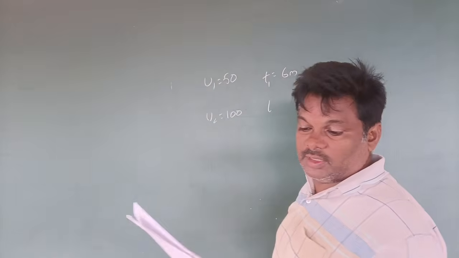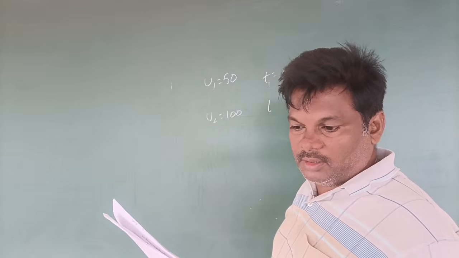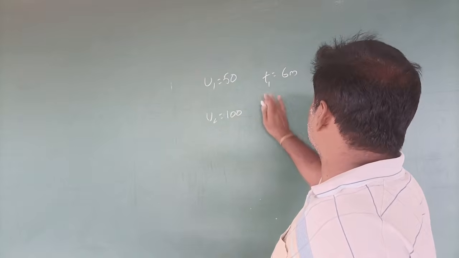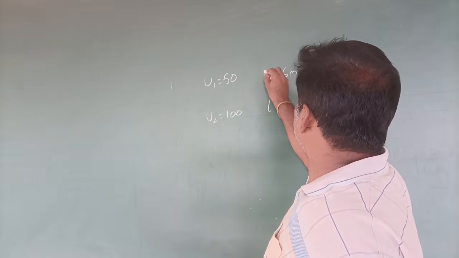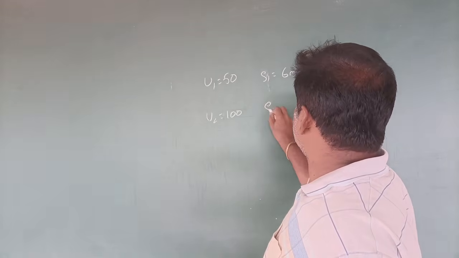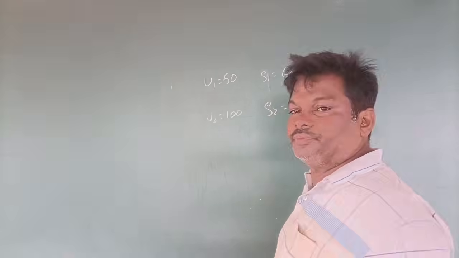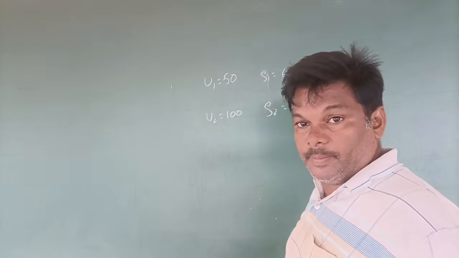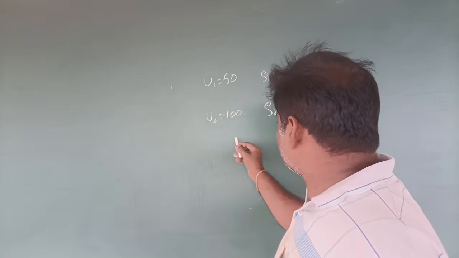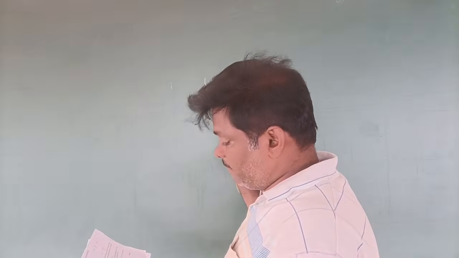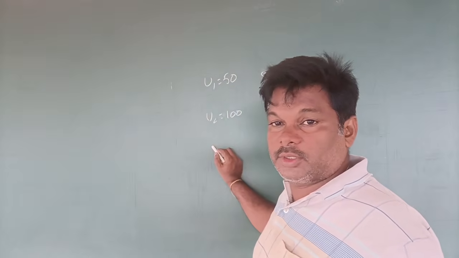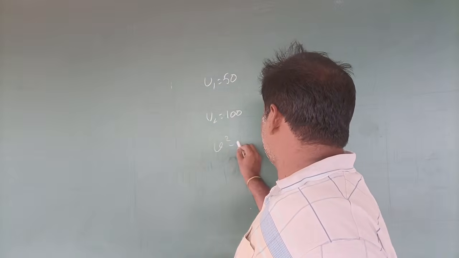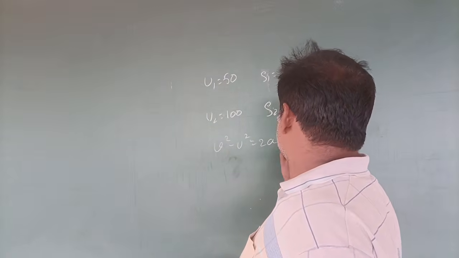Let me read this. A car is moving with a speed of 50 km per hour, can be stopped by brakes after at least 6 meters. This is a distance, S1. And now he is asking to find S2. So you need to apply minimum stopping distance. He is asking for the minimum stopping distance, which means he is applying brakes.